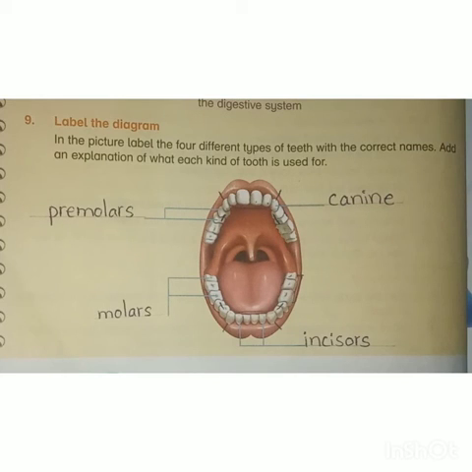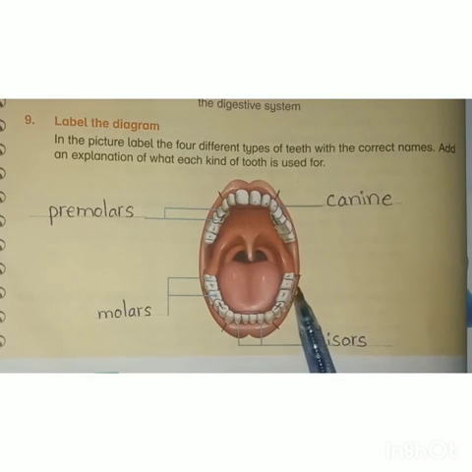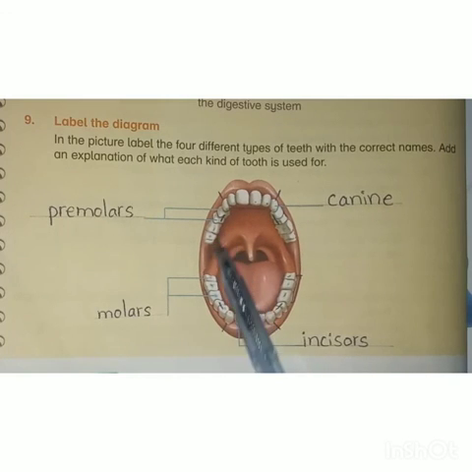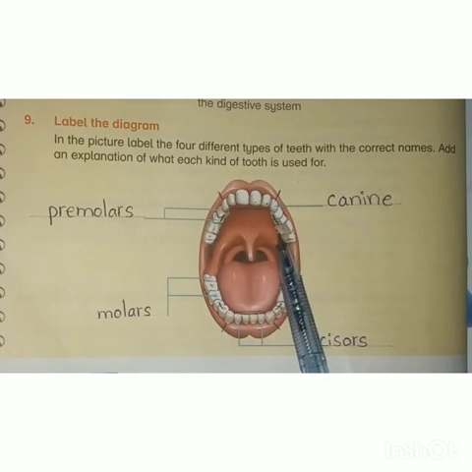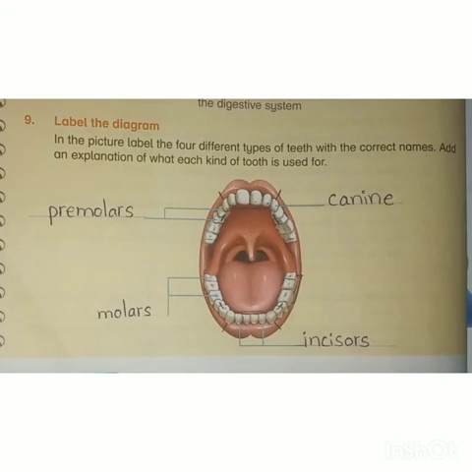Molars are 12 in total. 6 are present in the upper jaw and 6 are present in the lower jaw. These 3 and these 3. These are molars. Similarly, these 3 and these 3 on the other side. These are all molars, which include wisdom teeth. Molars are used to grind and chew food into smaller pieces.